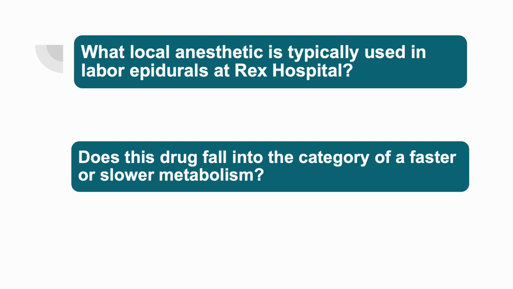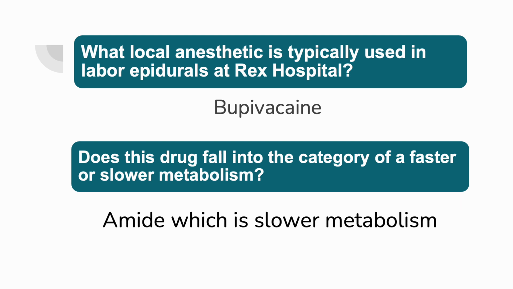So I just said it, but what local anesthetic is typically used in labor epidurals at Rex? Well, that is bupivacaine. And then does this drug fall into the category of a faster or slower metabolism? Well, we have two I's, so we're an amide, which is slower metabolism.